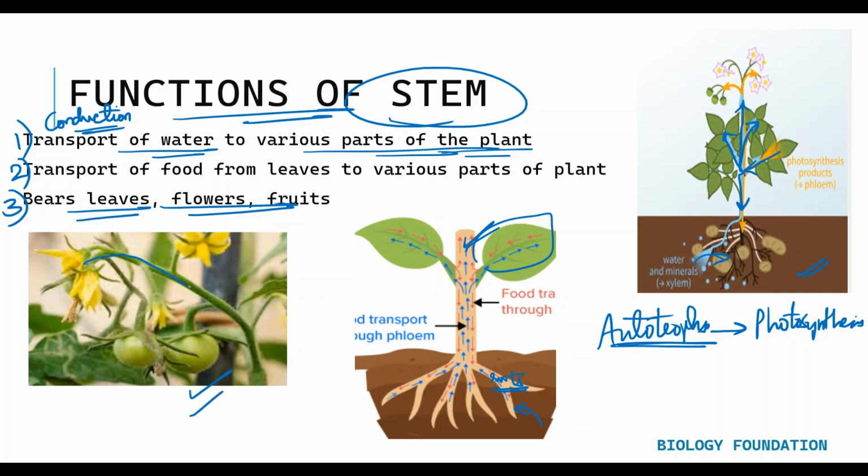See, this is the main stem. It is bearing the fruits, flowers, leaves, buds. So, stem is the structure which bears the leaves, flowers, and fruits, and it is the portion of the plant which is present above the ground. Hence, it is said to be a part of shoot system.